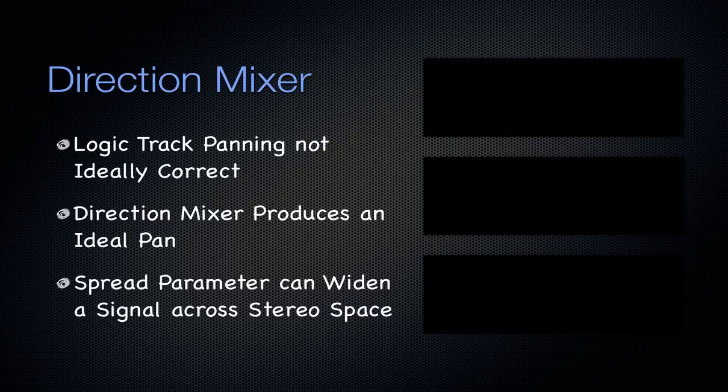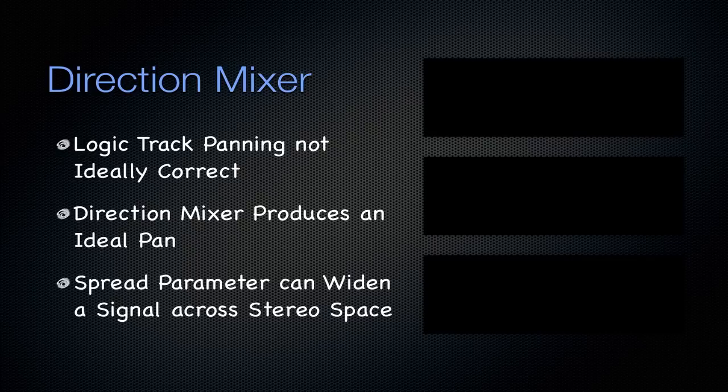So what the direction mixer does is it takes a track, whether it's mono, stereo, whatever it is, and pans it completely to the left or to the right. So the direction mixer is a better alternative than the Logic panning. Keep that in mind. It also has a spread parameter which can widen the signal across a stereo space. And this is very, very useful because Logic is known for having a very flat output sound in general. So you can use the direction mixer to widen the track across the stereo spectrum.